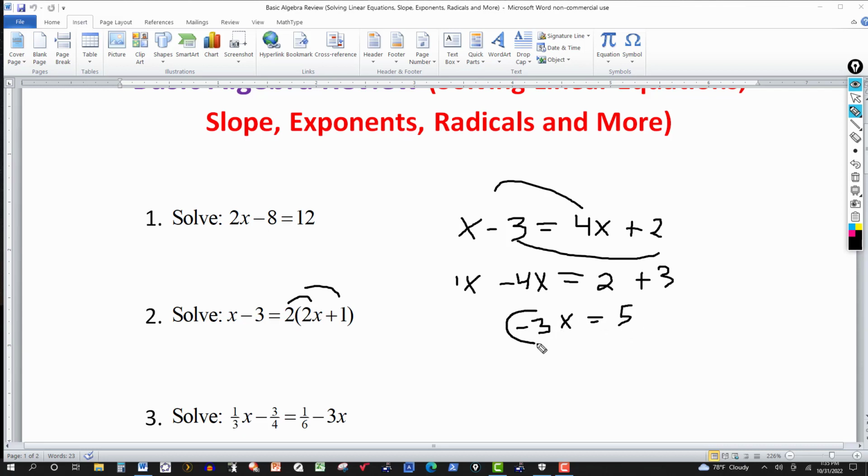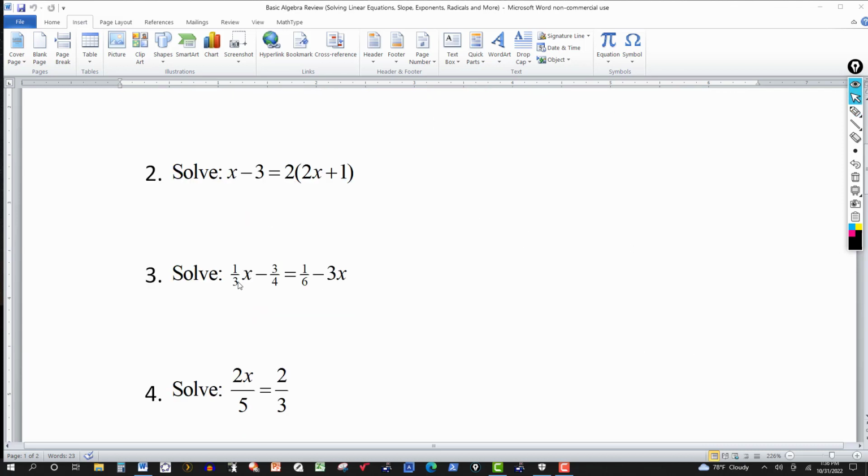I want this to be a 1. So I simply, anything divided by itself is 1, as long as you don't divide by 0. So let's divide this side by negative 3. Whatever you do one side, you have to do the other side. We're just using properties of equality. So these now divide out. That just gives me an x. And the right side, I get 5 over negative 3. That's reduced. That's as far as we can go. Let's put the negative on top though. Negative 5/3. That's your answer.